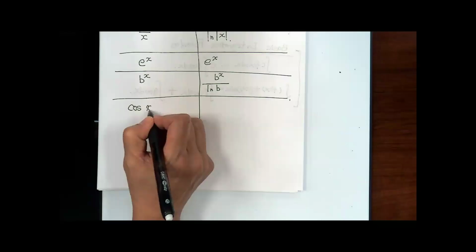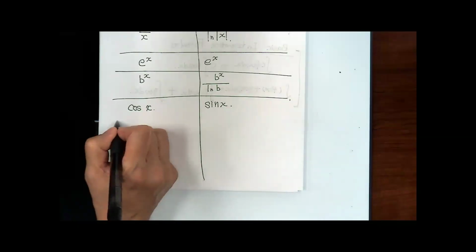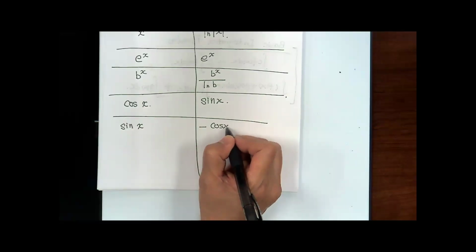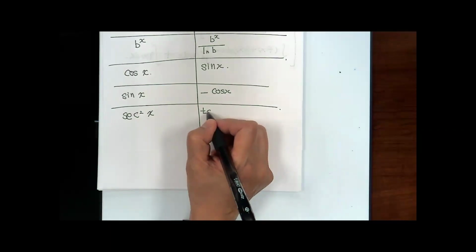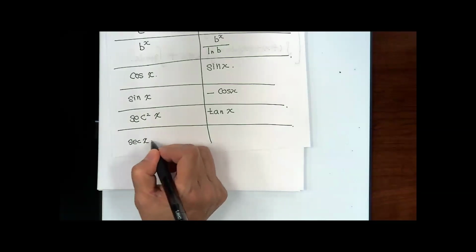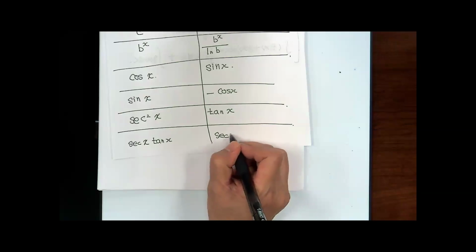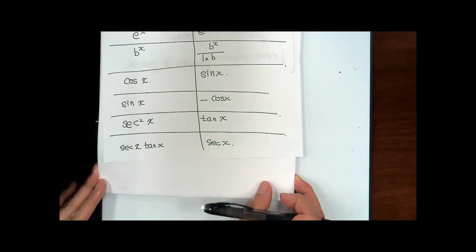And we have cosine of x, then antiderivative will be sine of x. And if you integrate sine, then that'll be minus cosine of x. And if you integrate secant squared, then that will be tangent of x. And if you integrate secant x tangent x, then that'll be secant of x. So, you know, derivative of secant is secant tangent. So secant tangent integration will be secant.